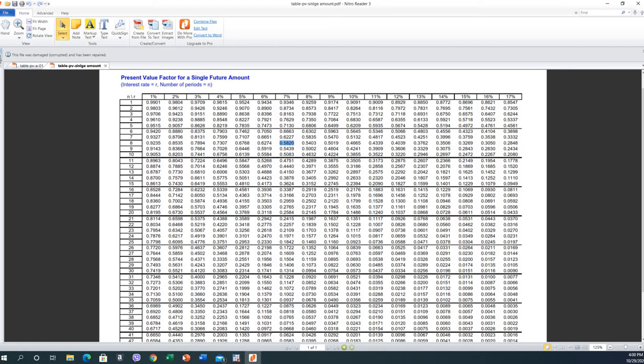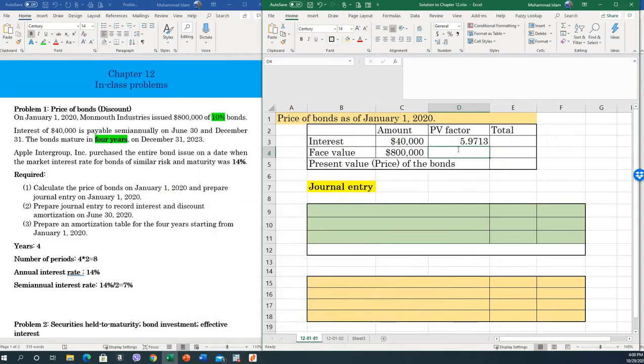So 0.5820 is given. The total would be this amount multiplied by the factor, and again this amount multiplied by the factor. If we calculate the auto sum, this one is our value.